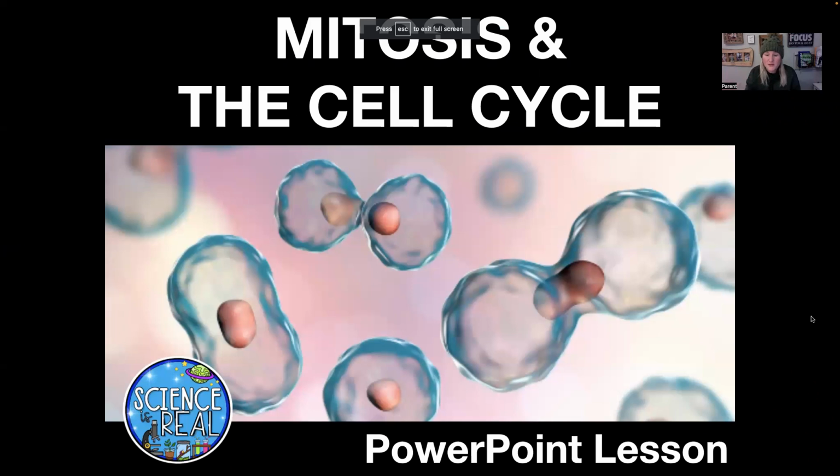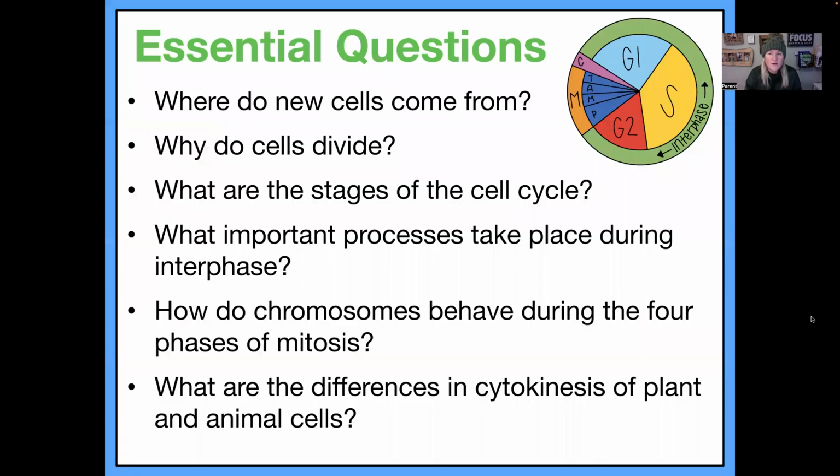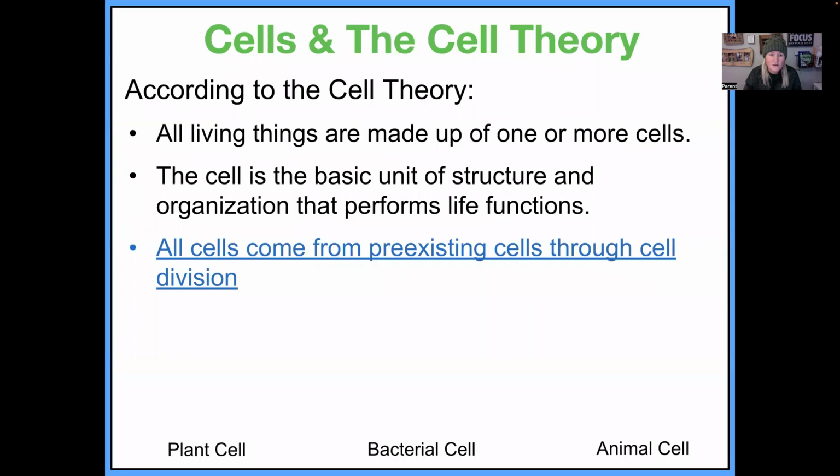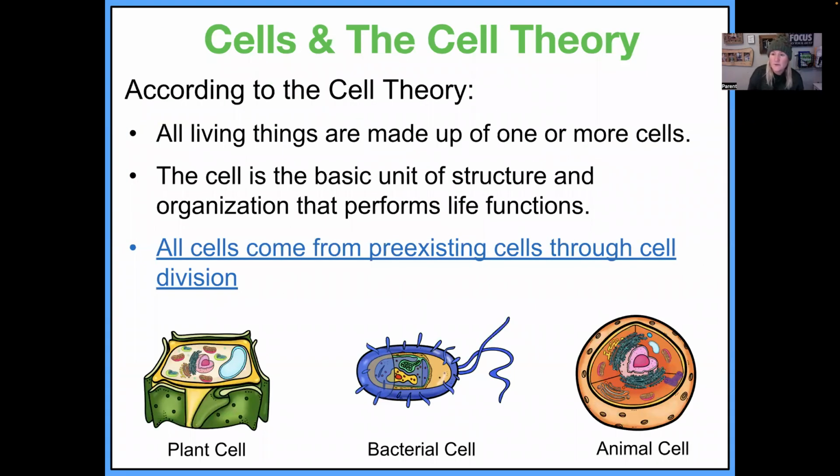All right, so we're going to go into mitosis and the cell cycle. We can skip the essential questions because your notes are going to start on this page. This is a little review, and what I like to do is compound each chapter and unit. You will notice there's a tiny bit of review as we overlap the different chapters. According to the cell theory, all living things are made up of one or more cells. The cell is the basic unit of structure and organization that performs life functions, and all cells come from pre-existing cells through cell division. So we've learned that you can't create cells from molecules in a lab. These are your 3 cell theories.